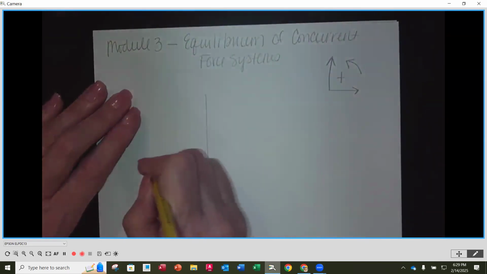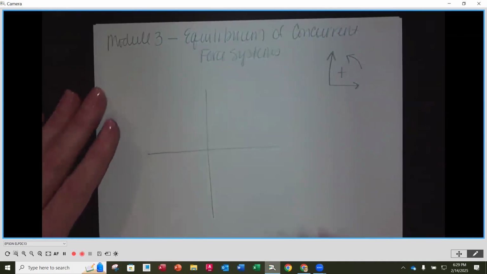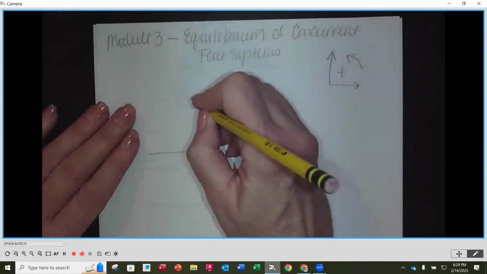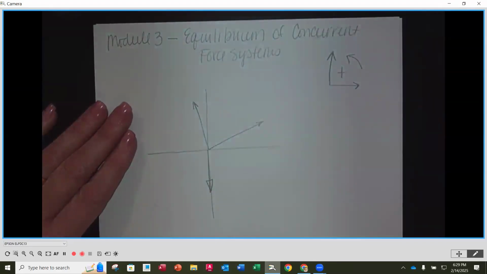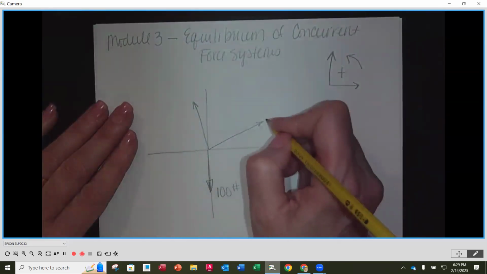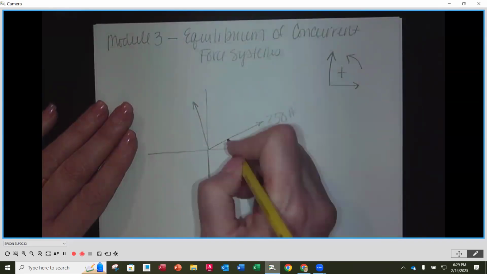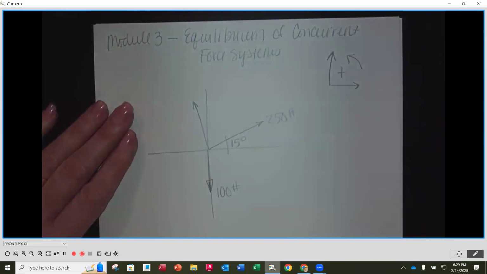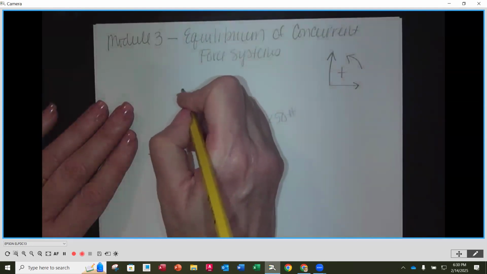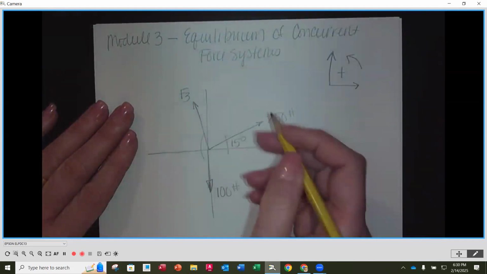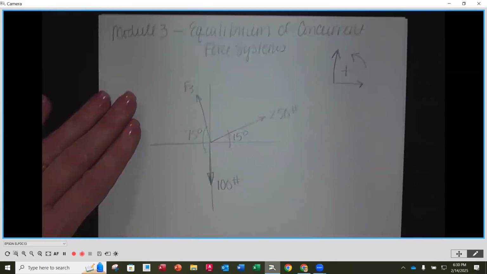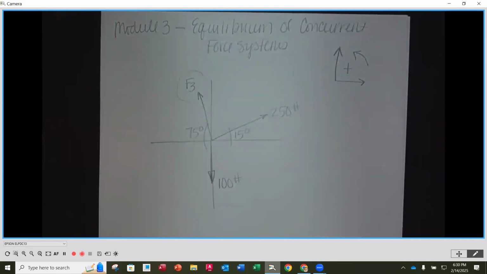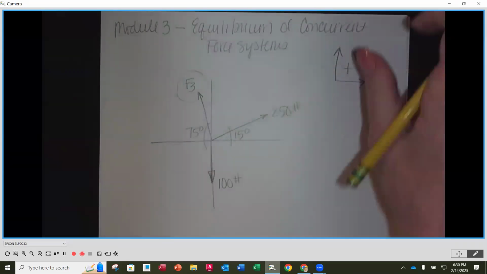So in this case, when we have concurrent force systems, we're going to have our x and y axis again. And we're going to have, for instance, a series of forces that are in equilibrium. I'll use the same scheme that we had before, okay? We can say maybe the one going down is 100 pounds. The one going this way is 250 pounds, and it is at a 15-degree angle. And then we're going to call this one, let's say F3, and it's at a, I don't know, 75-degree angle. And what we want to find is the magnitude of F3 to keep this all in equilibrium.